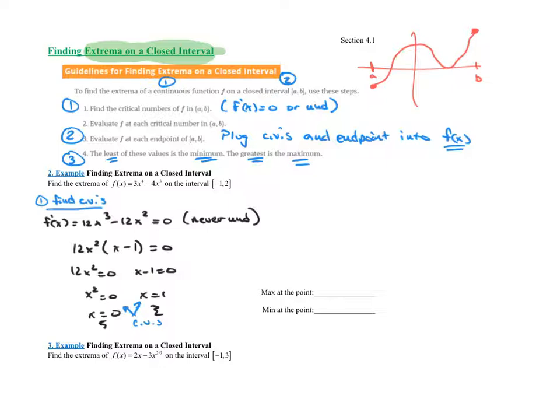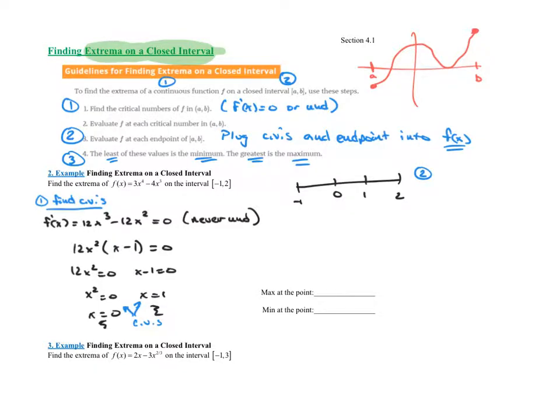So now I want to consider that interval. What's that interval? The interval is -1 to 2. And I want to make sure my critical values are in that interval. And in this case, they are. Here's a 0 and here's a 1. I only test points in that interval. So what are we going to do now? We're going to move on to step 2.